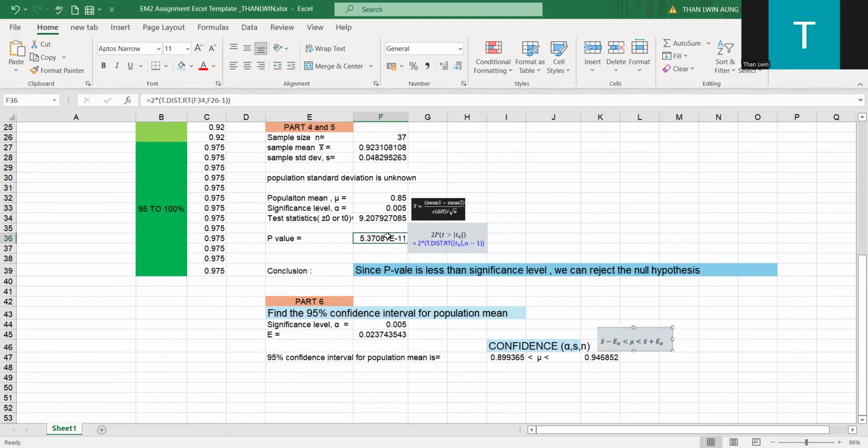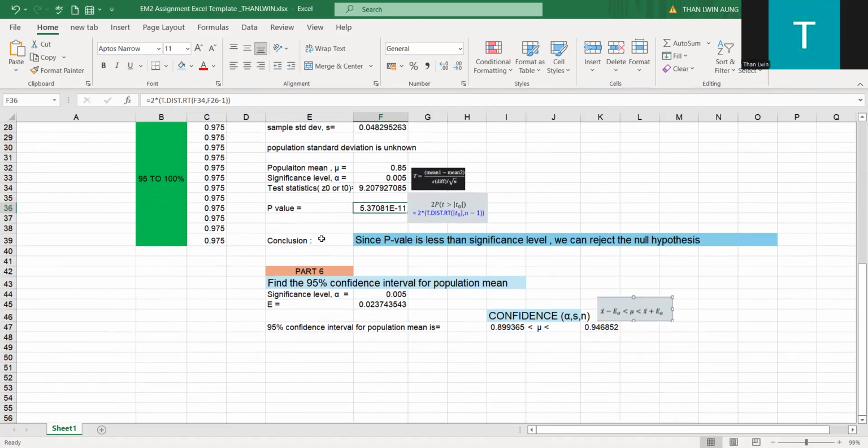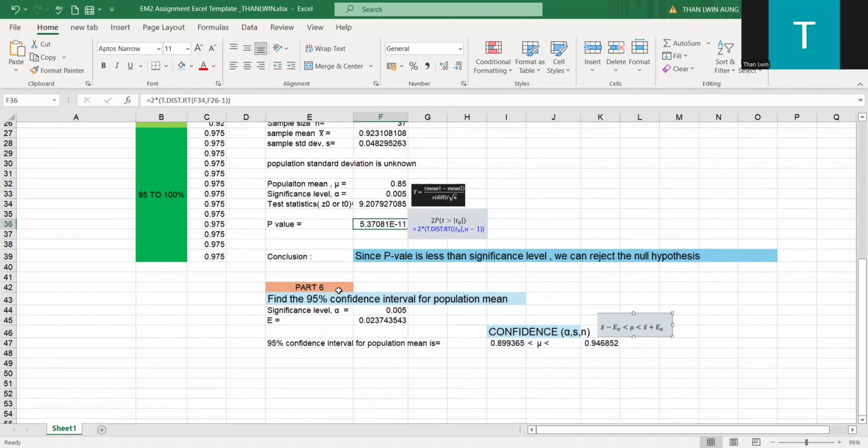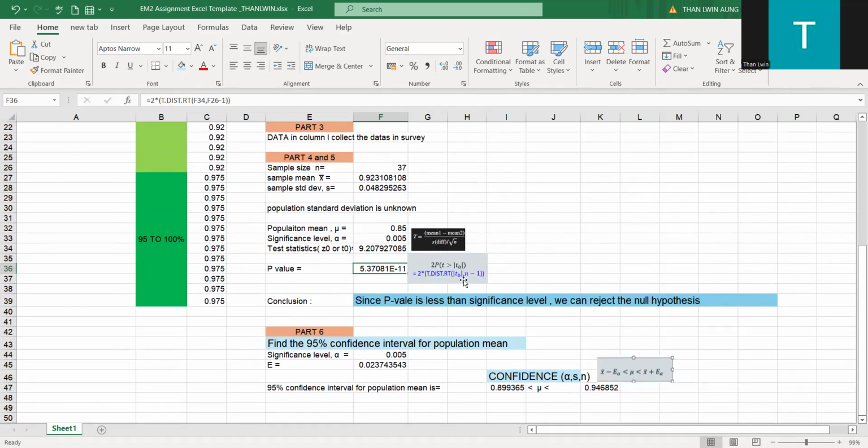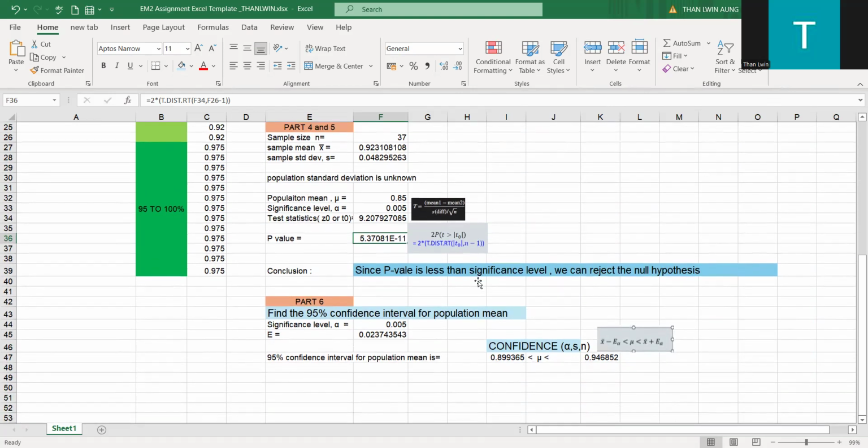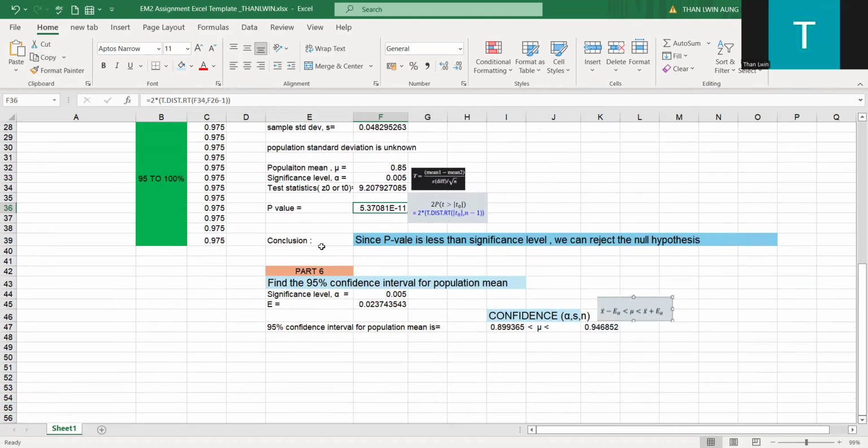For the p-value, since this is a two-tailed test, I used this formula to calculate the p-value. I got 5.37 times 10 to the power of minus 11. I used the t-test because the population standard deviation is unknown, so it is a two-tailed t-test. I have to use the t-test.